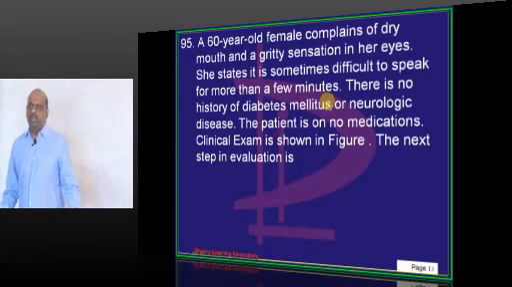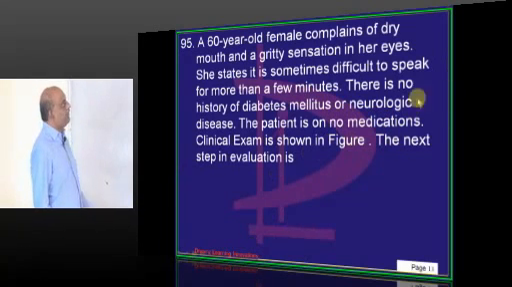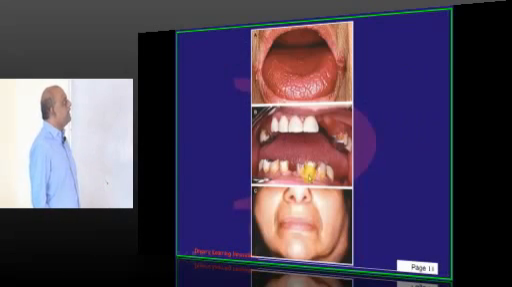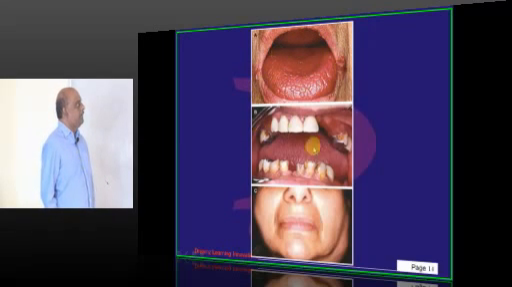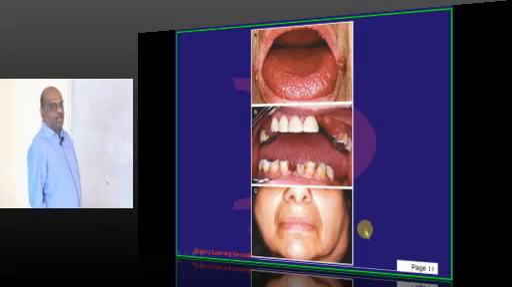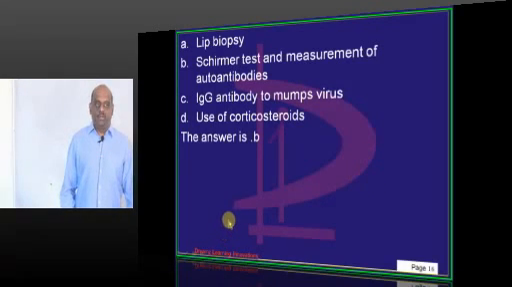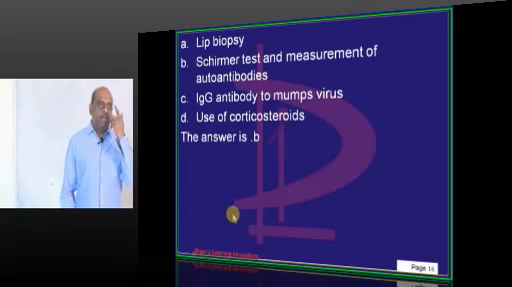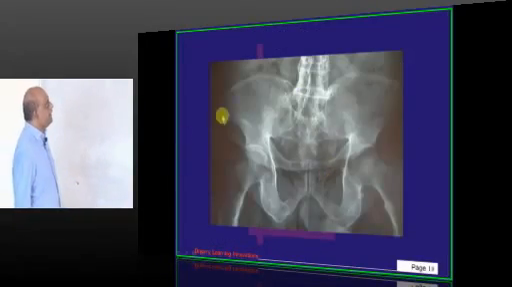A 60-year-old with a gritty sensation in her eyes and a dry mouth and difficulty to speak, no other medications, and clinical examination is shown. There is a dry tongue, dental caries, bilateral salivary gland enlargement. All these are typically suggestive of Sjogren's syndrome. So you have to do Schirmer's test. Schirmer's is where you see how the lacrimation is happening, and absence of lacrimation is an important feature.